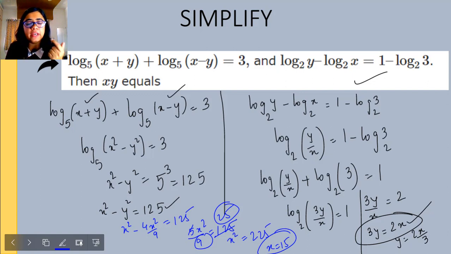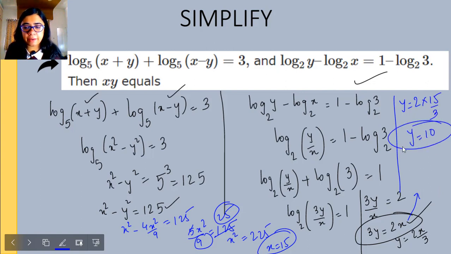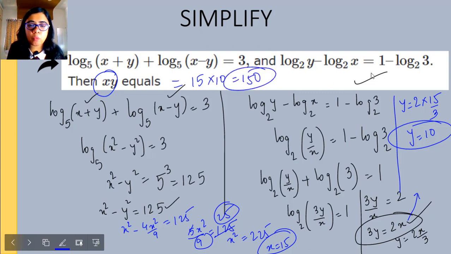The moment I got 15, I can calculate y also. Look, x is 15. Y from here, you know, is 2x by 3. So 2 into 15 by 3. So my y will become 10. I got y, I got x. What do you want? You want xy. So that will be 15 into 10, which is 150. Okay? This is my answer. I hope this is clear. Moving on.